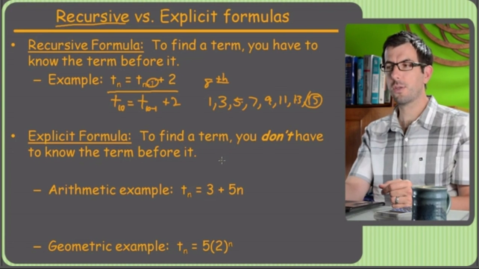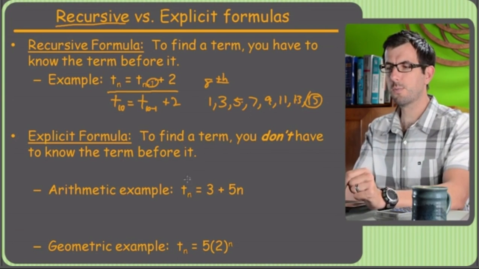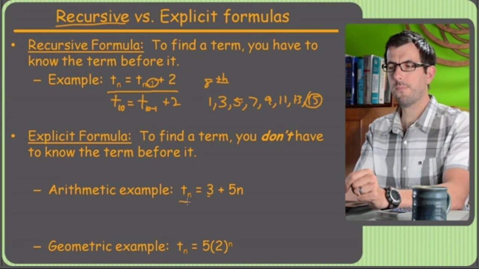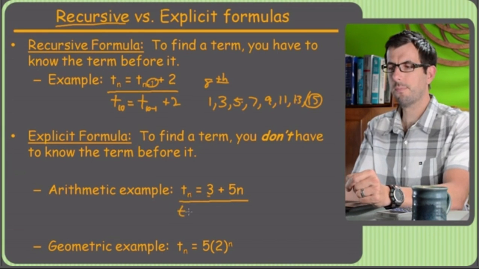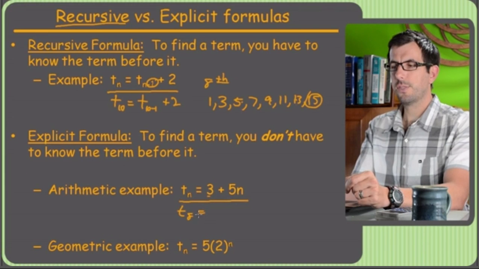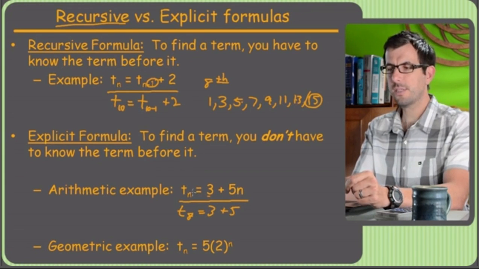In that one, you can just punch out anything you want. So in this one, you'll notice that there's no t sub n minus 1. It's just t sub n. So if I wanted to, I could find the 8th term. And they're saying that that's just going to be 3 plus 5 times n. And n is just this little number, right?